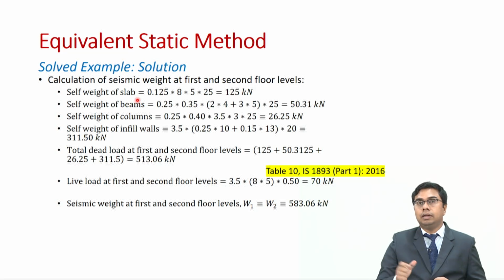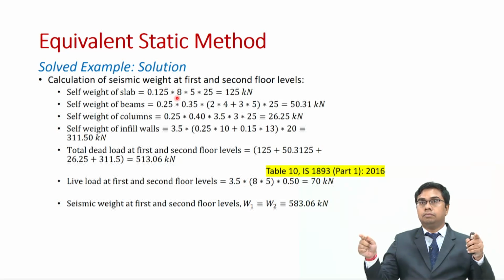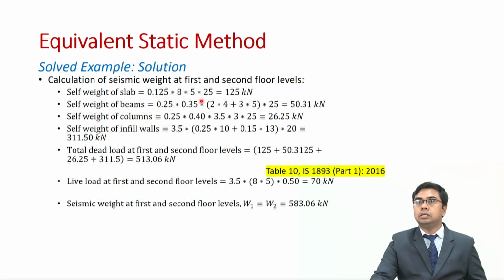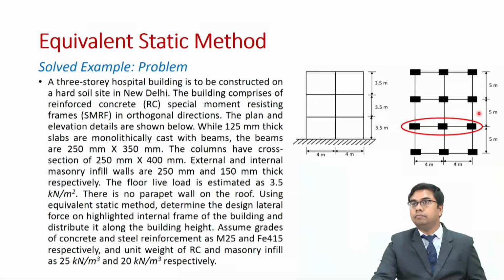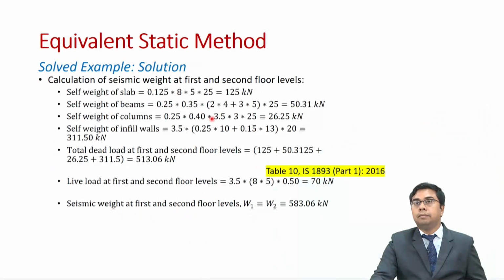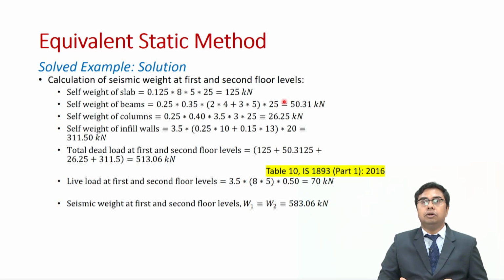Now, for that frame under consideration, the self weight shall be 0.125, which is the thickness of the slab, into 8 meters, which is the width of the frame, into 5, that is 5 meter, which is the tributary area on this very frame. So, this is the area that we shall be considering. So, it is 8 into 5 multiplied with 25, which is the unit weight of reinforced concrete. So, it gives us the self weight of slab to be 125 kilonewton.